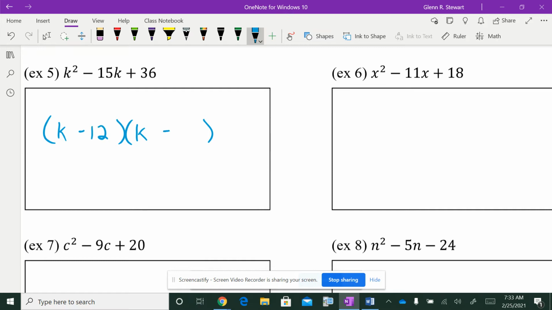Good. -12 and -3. Remember, two negatives create that positive, so that's how we end up with a positive 36. And then whenever we add those two negatives together, that's how we get the negative 15. Notice how when your back half is positive and your front is negative, you should end up with two negative factors.